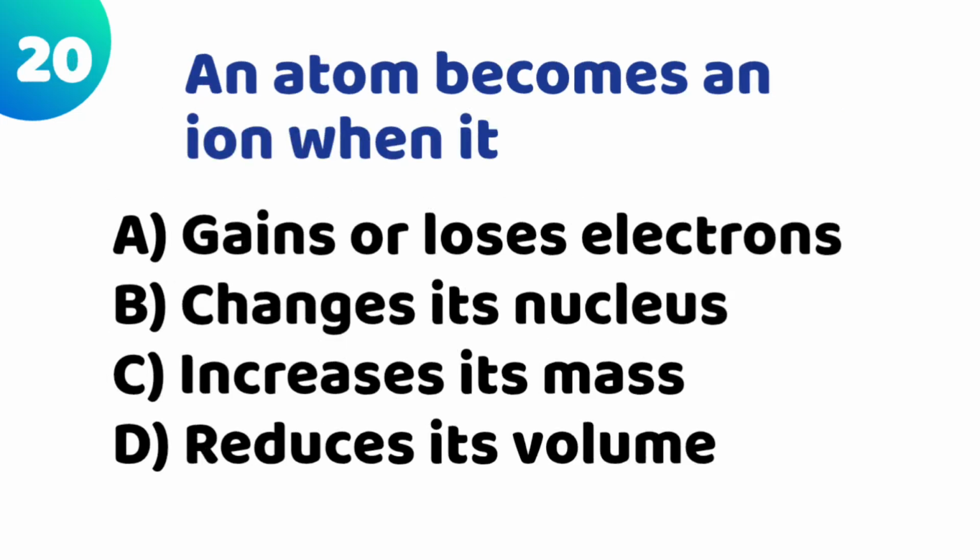20th quiz. An atom becomes an ion when it, option A, gains or loses electrons. Option B, changes its nucleus. Option C, increases its mass. Option D, reduces its volume. The correct answer is option A, gains or loses electrons.